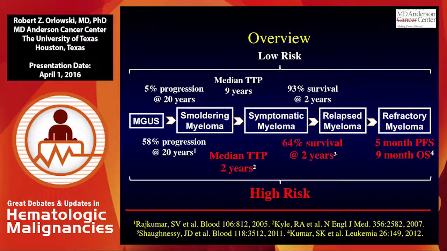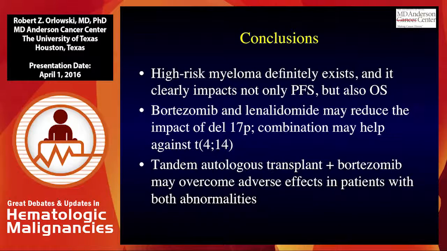For symptomatic myeloma, there is great survival now at 2+ years, not so great if you're at high risk, and especially in the relapsed refractory setting, the numbers are really quite poor. So unfortunately, high-risk disease is out there, you see it, and this is probably what patients die of. If you have good risk myeloma, you probably don't die. So those are the conclusions I'd leave you with. There's definitely high-risk disease. It has a bad PFS and OS.